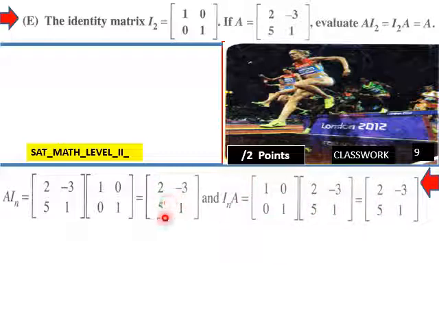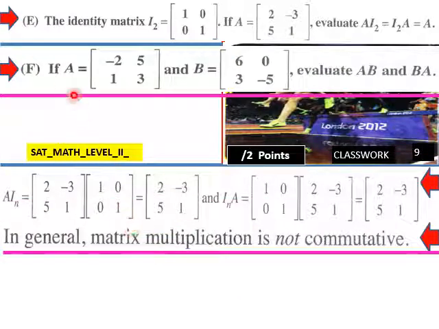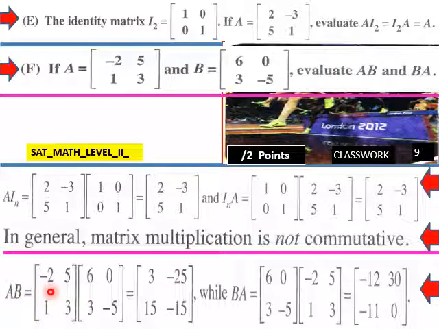The identity matrix and the other matrix that you gained your identity from. In general, matrix multiplication is not commutative. So let's try one. If A equals -2, 5, 1, and 3, and B equals 6, 0, 3, and -5, evaluate AB and BA. So AB here, now when we do this, -2 times 6 is -12. 5 times 3 would be 15. -12 plus 15 is 3. And then -2 times 0 is 0. 5 times -5 is -25.